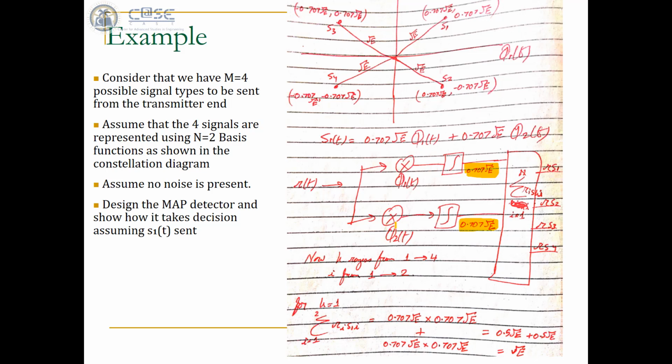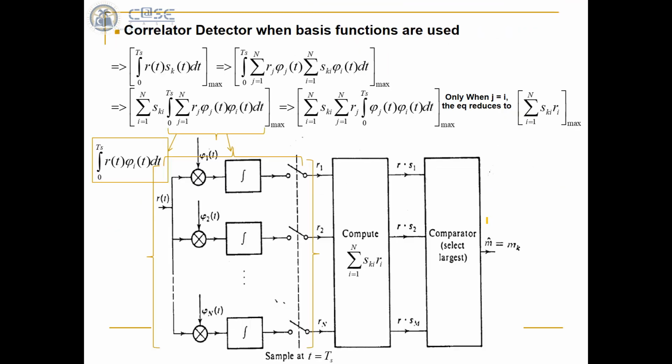And again, for the lower branch, the first term will give you the result 0, and the second term will give you the result 0.707 times under root E, which is placed here. Now these are your two values, r1 and r2 respectively, as mentioned in this diagram there. You can see r1, r2 till rn.